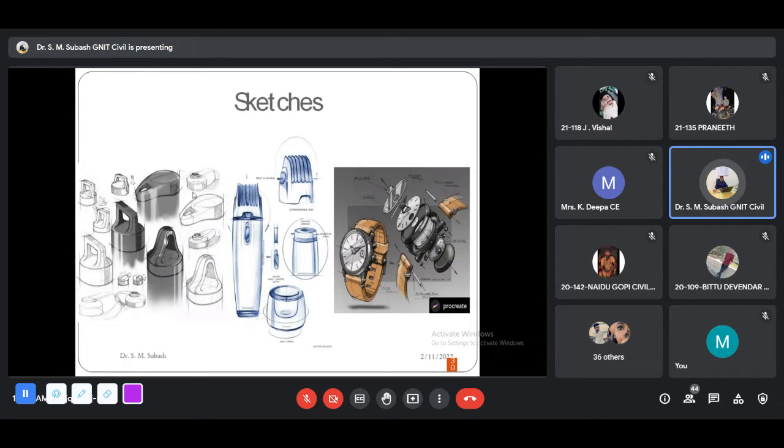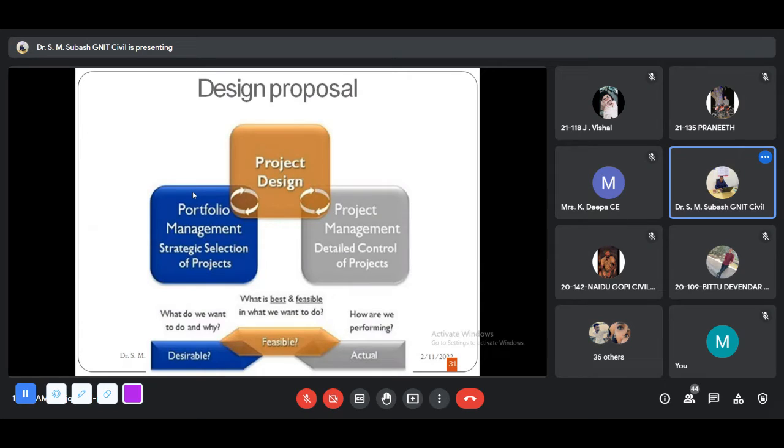If you are developing anything, first do the sketches, then the design proposal, then project design. Project management means when you are going to start your project and when you are going to finish it. Portfolio management covers how much amount I am going to give, how much funds I will get, how much bonding from the companies, how much cash I can get. After considering these three, you can find whether it is feasible.